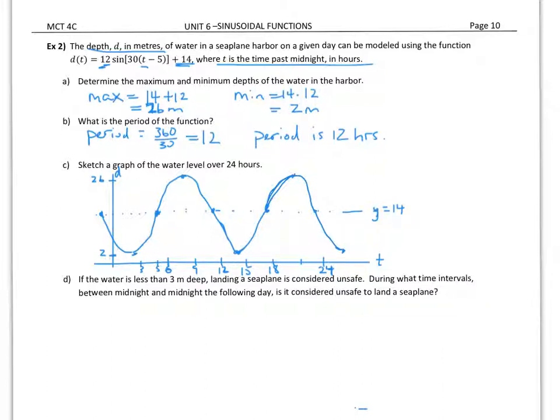Okay, so there's a good 24-hour span plus. If the water is less than 3 meters deep, landing a seaplane would be considered unsafe. During what time intervals between midnight and midnight the following day is it considered unsafe? So midnight is happening here at 0, and 3 meters would be somewhere around here. Over that 24-hour period, you can see it happens 4 times, between here and here, and between here and here, whatever those time values are.